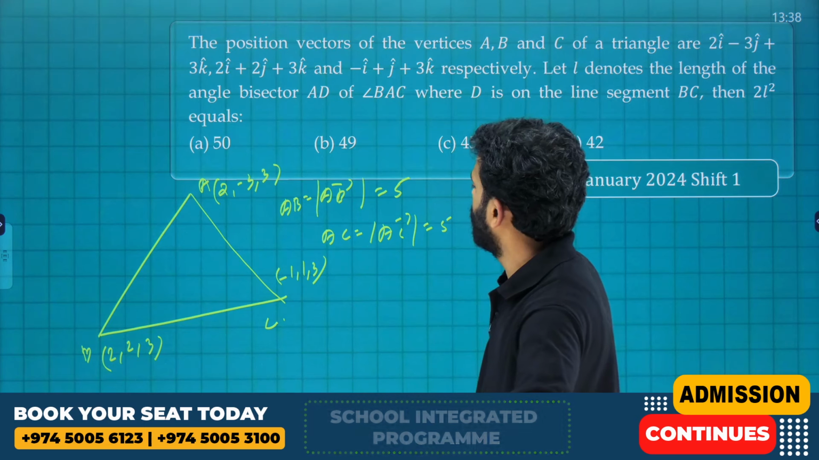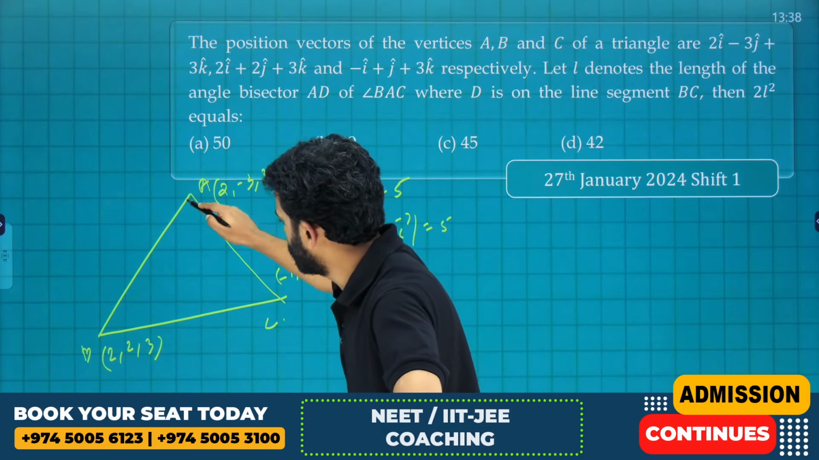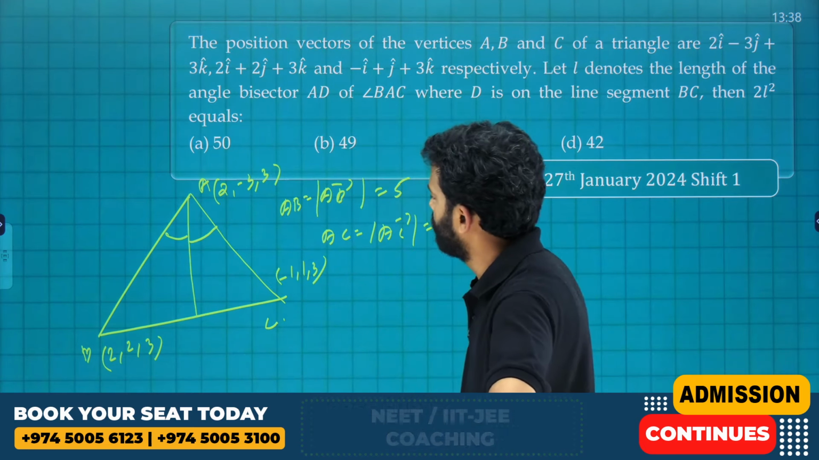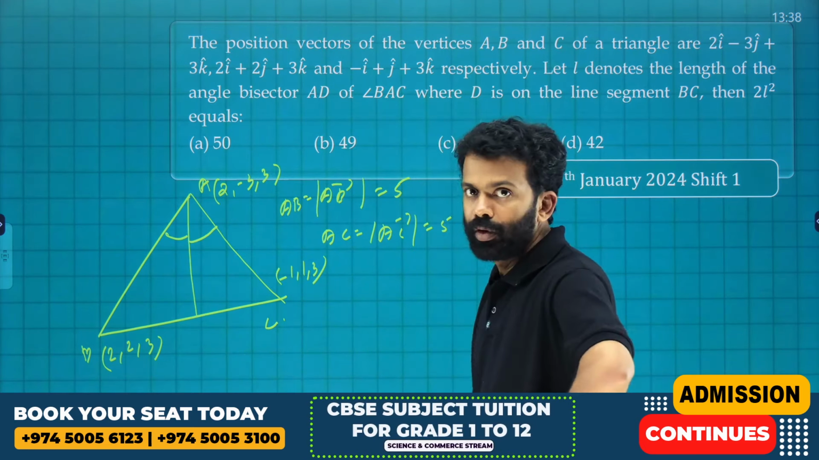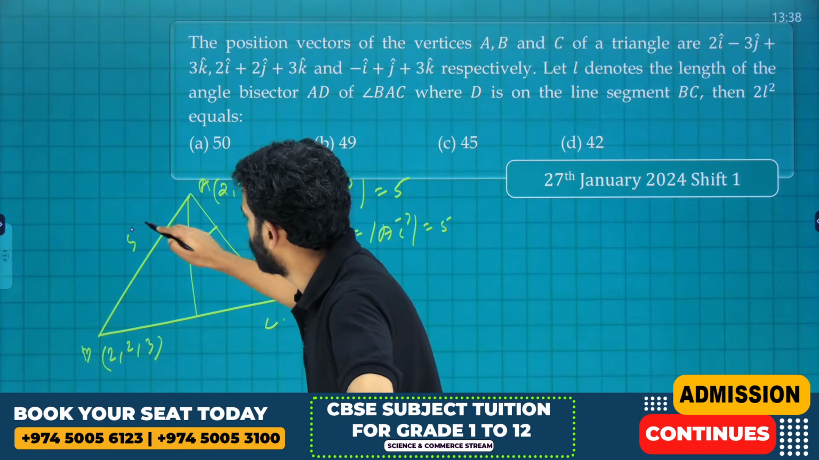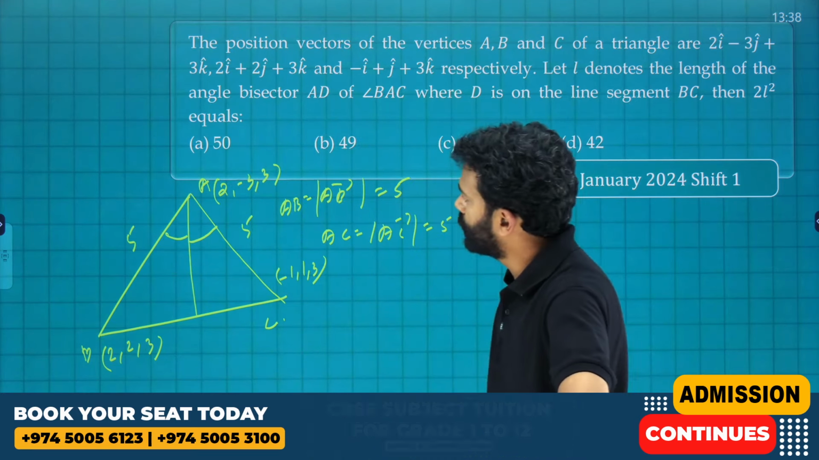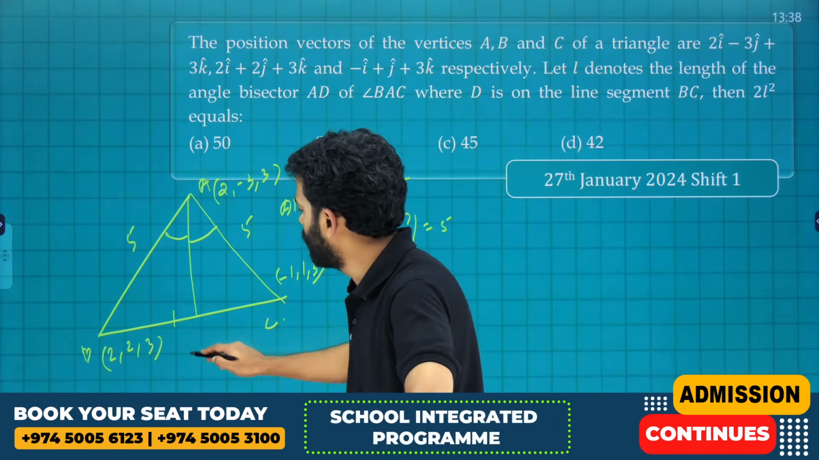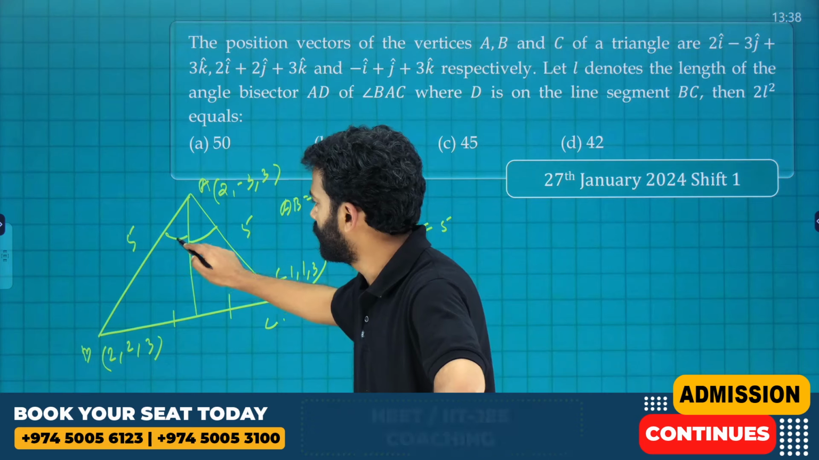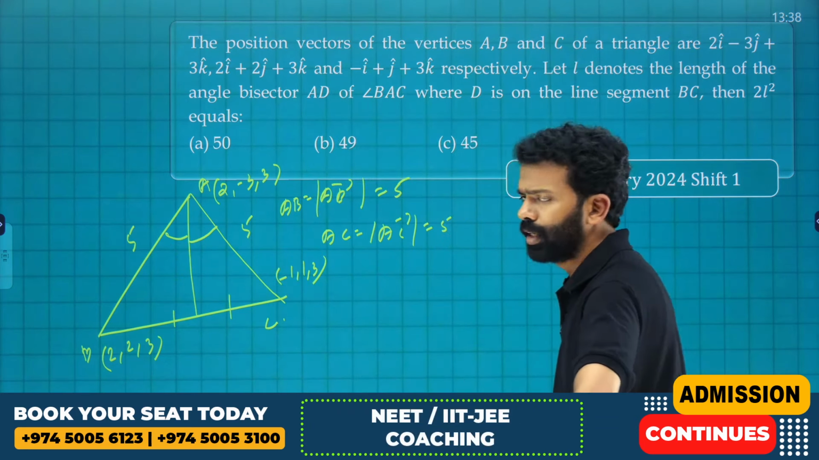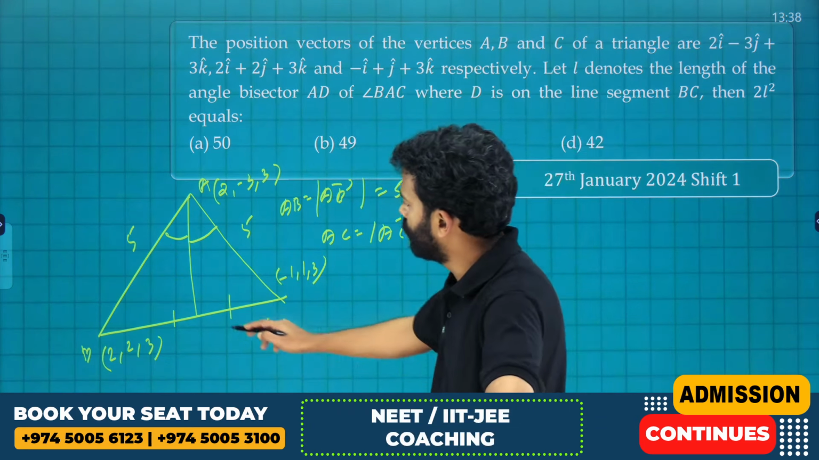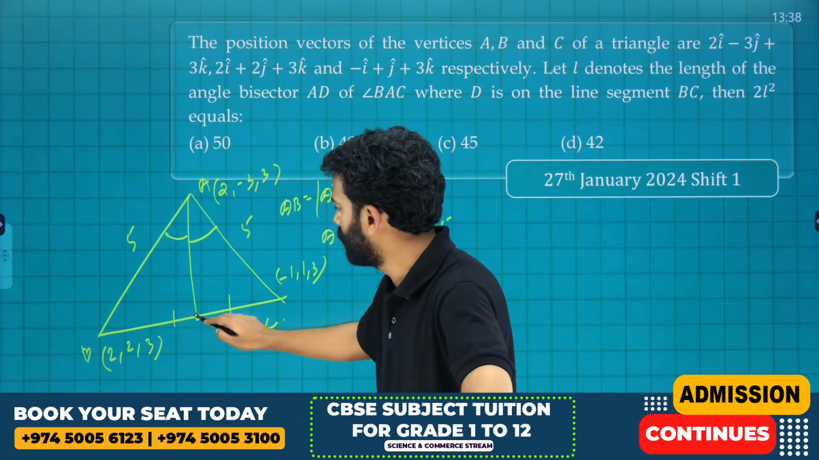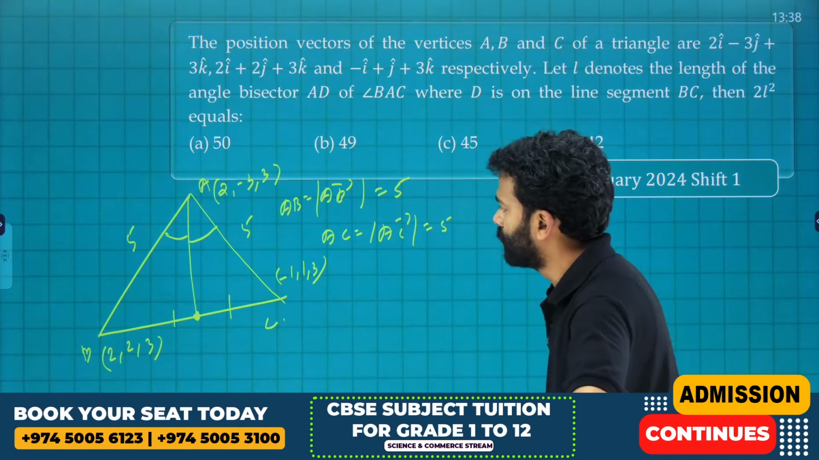Angular bisector of BAC, right? Therefore, it is like this. Since it is the bisector, these two angles will be same. We already cracked the problem because it is 5 and it is also 5. See, using SAS postulate, these two angles are congruent. This side and the included angle are same for the two triangles. Therefore, they are congruent triangles. Therefore, this length and this length will be same. Therefore, this is the midpoint.